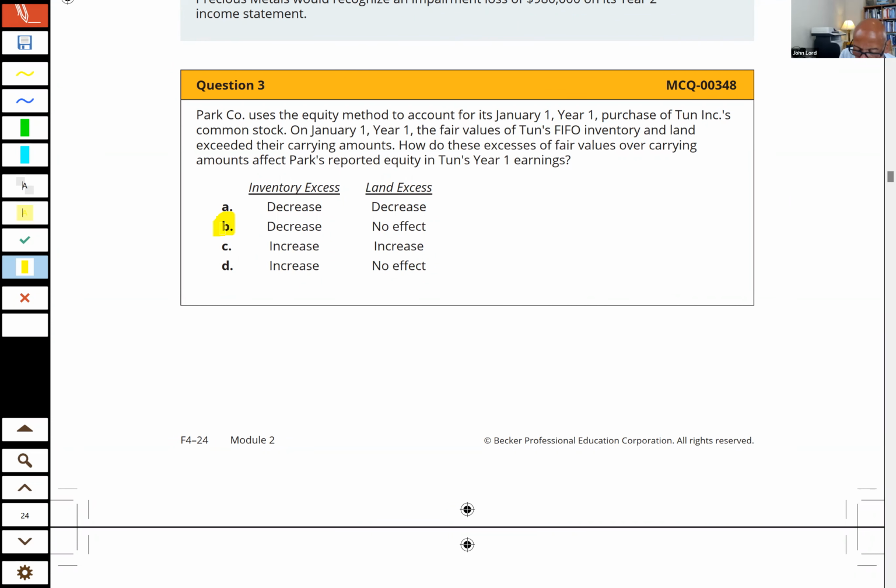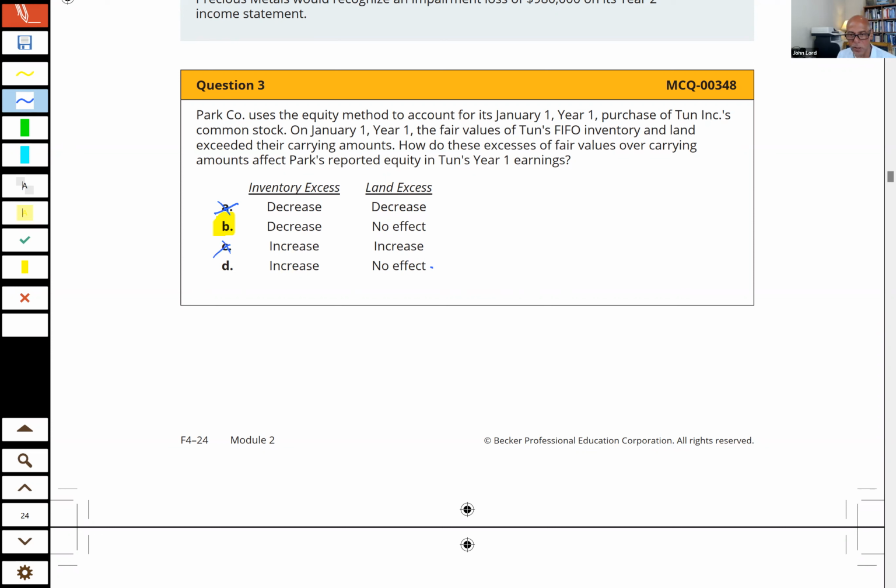Part company uses the equity method to account for its January 1st year one purchase of Ton Inc.'s common stock. On January 1st, year one, the fair value of Ton's FIFO inventory and land exceeded the carrying amounts. And so how should the excess of fair values over carrying amount affect the reported equity in the subsidiary Ton's year one earnings? Now, first of all, land is not depreciated, right? So the fact that some of that would have been attributed to land has no effect. So we're immediately getting rid of A and C.